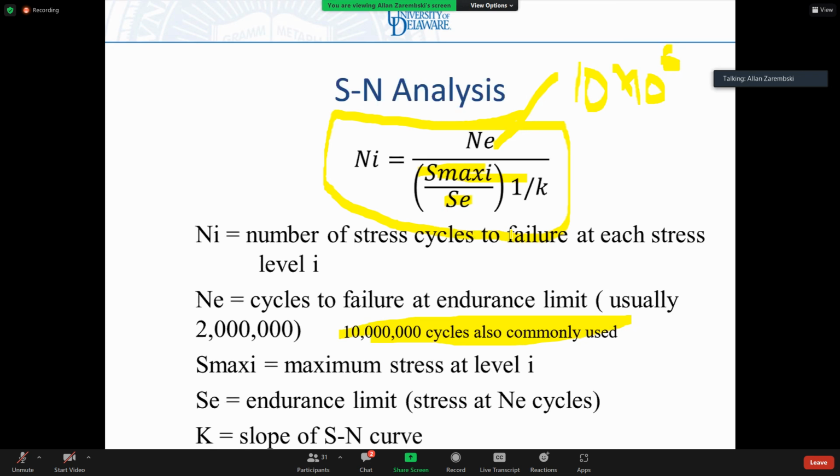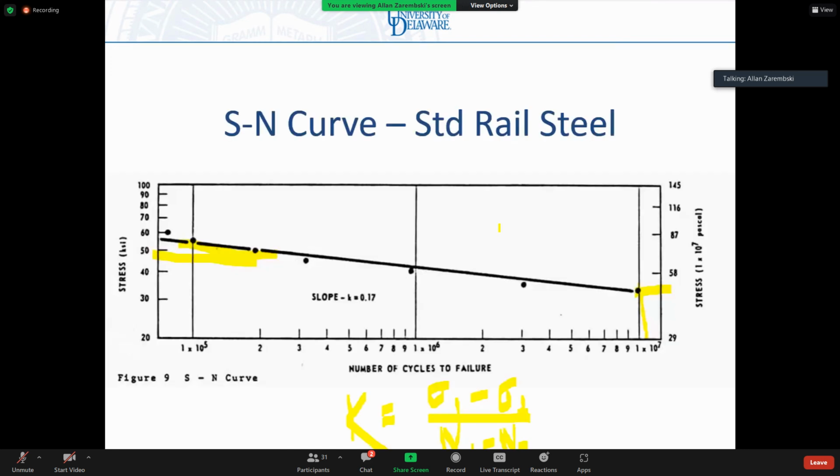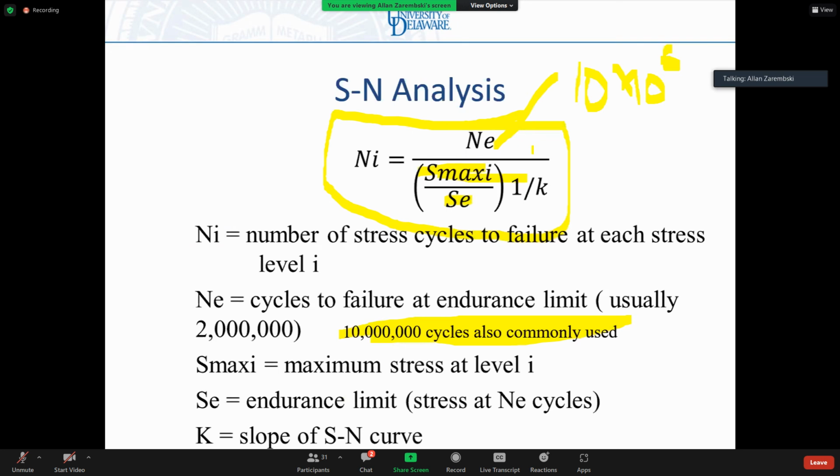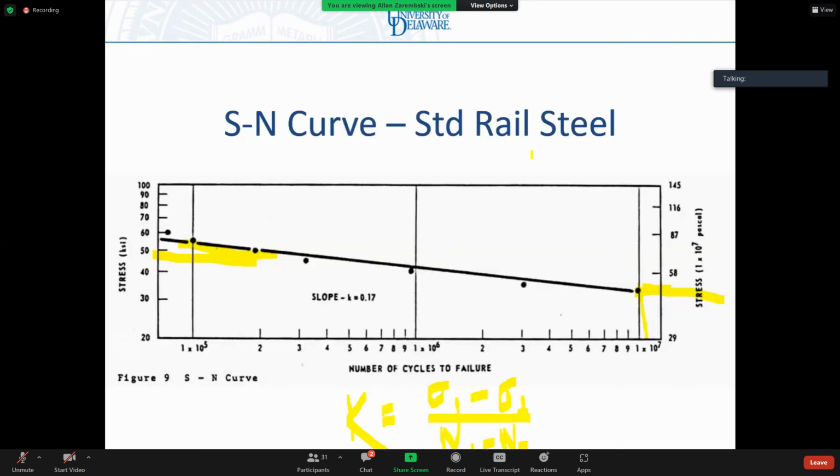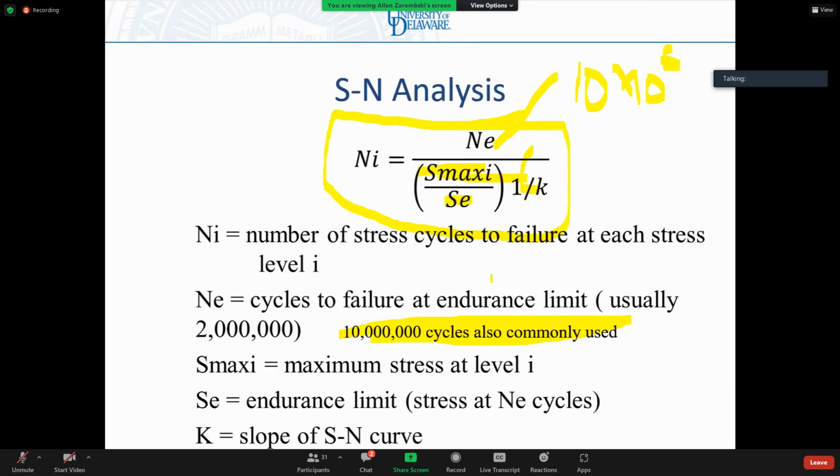This becomes very important. The S sub E actually is not a fixed value. It varies as a function of R ratio, but it's the stress at this endurance limit here. K is the slope of this SN curve, which for rail steel is almost always fixed at 0.17. And I can now calculate the number of cycles to failure.